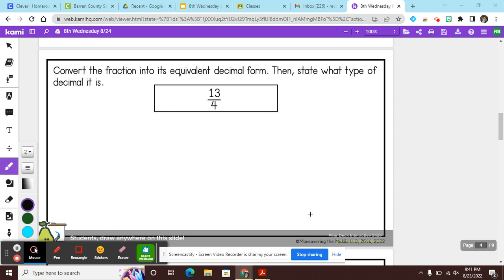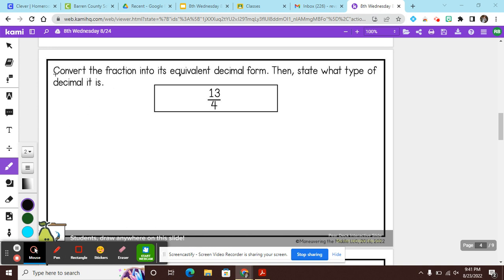Okay, so on this one, here's one of the things I noticed. A lot of people would answer one question, but not the other. Here's what this is saying: it says convert the fraction to its equivalent decimal form. So that's the first thing we have to do. Then state what type of decimal it is. So we actually have to answer two questions.